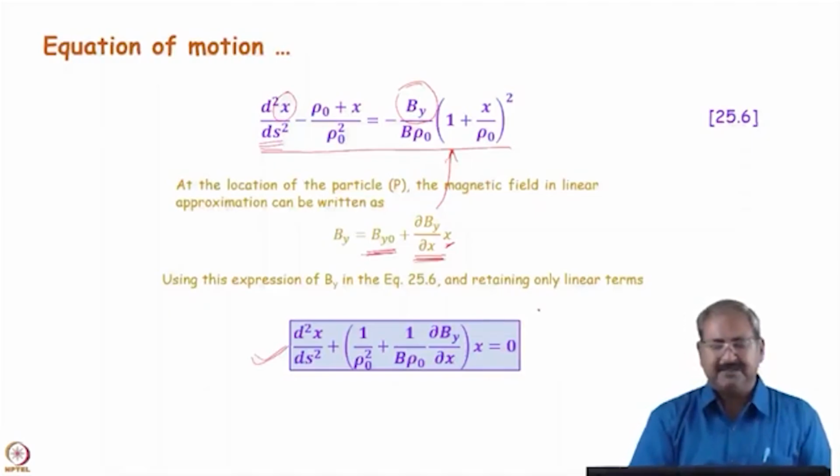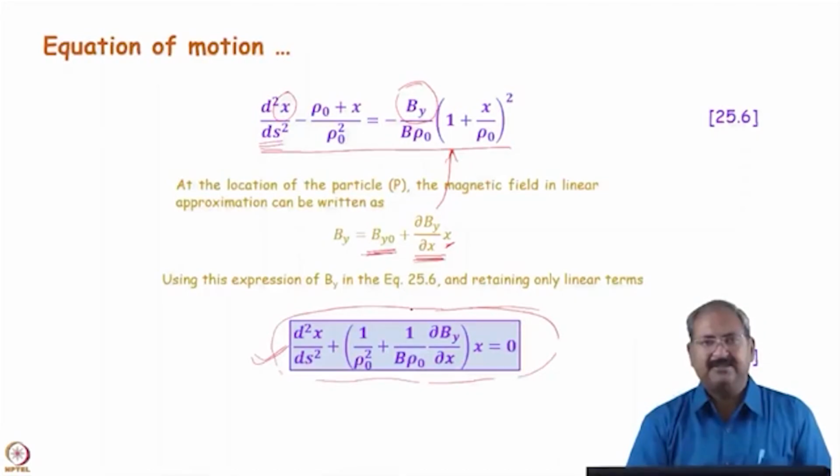So this is the equation of motion which can tell us completely the particle's trajectory evolution in the cyclotron or in other magnets if the particle is passing through that magnet. Now you can see one important thing here: this is d2x by ds square plus some quantity into x is equal to 0. So this is the equation of motion similar to the simple harmonic oscillator equation.